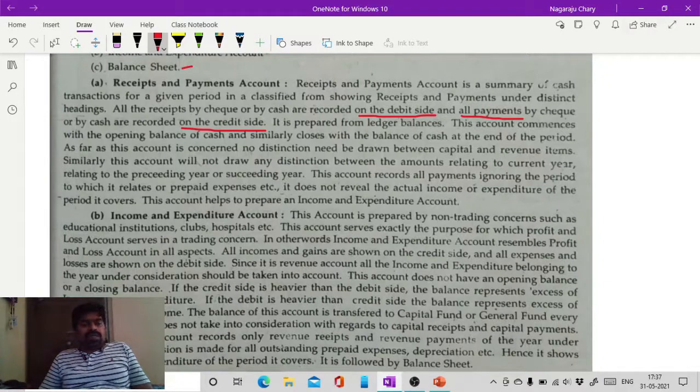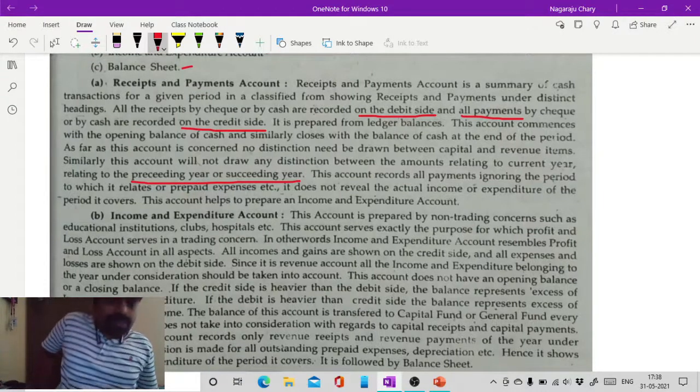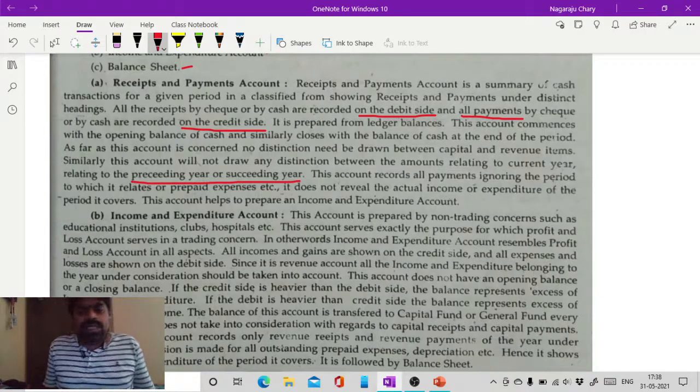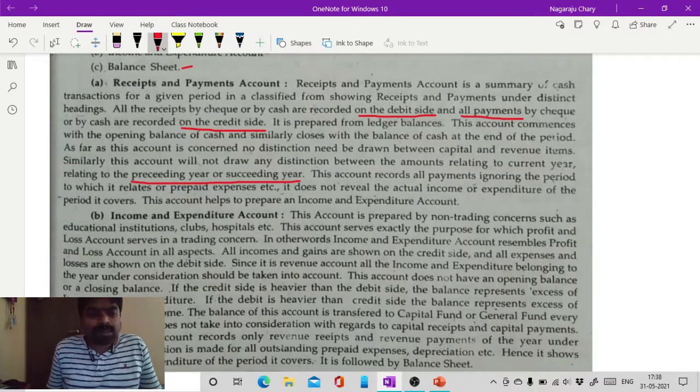Here you see one more thing. The transaction may belong to the current year, the preceding year, or the succeeding year. Whatever the year, there is no time bound. If it is a payment, just write it on the payment side. If it is a receipt, just record it on the receipt side. So about the time also we do not have to take any implications.